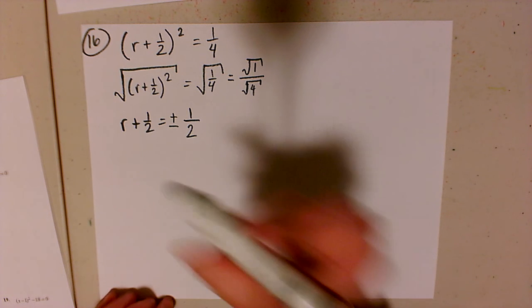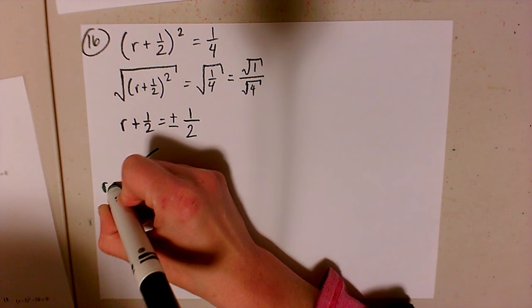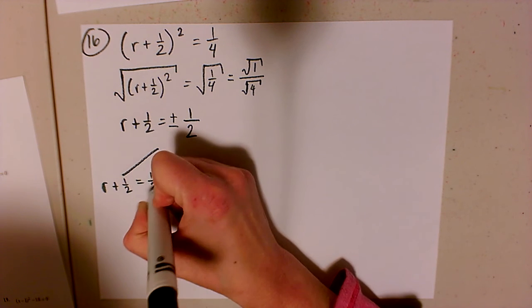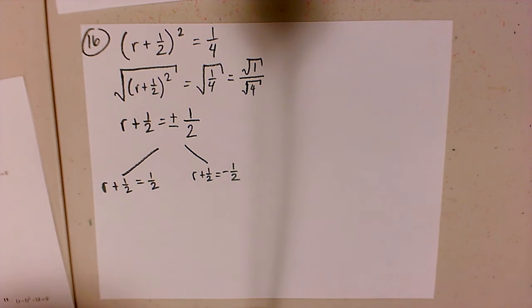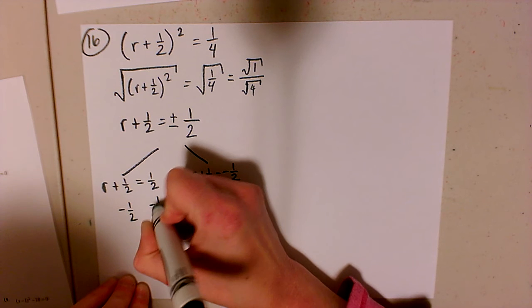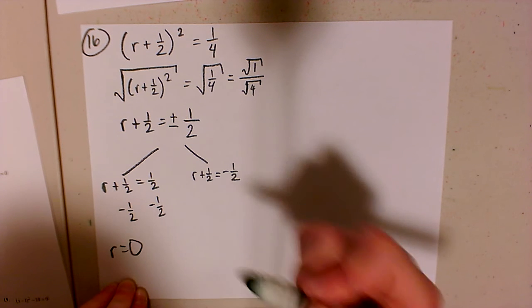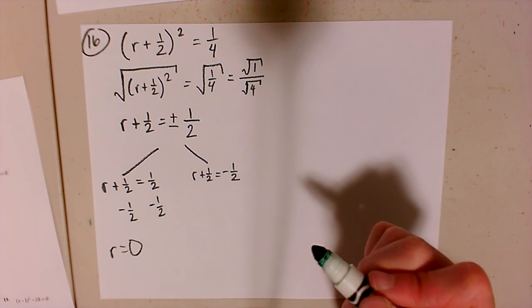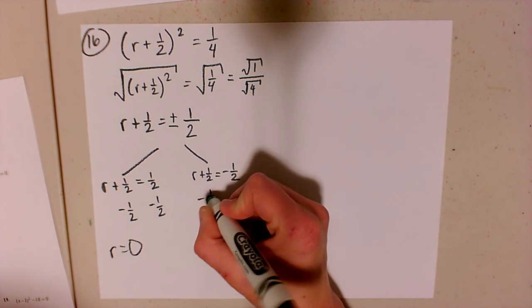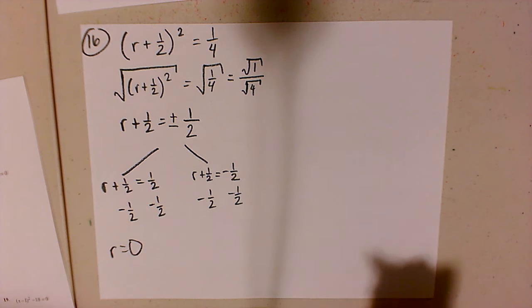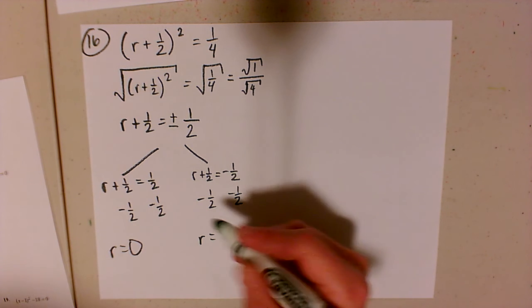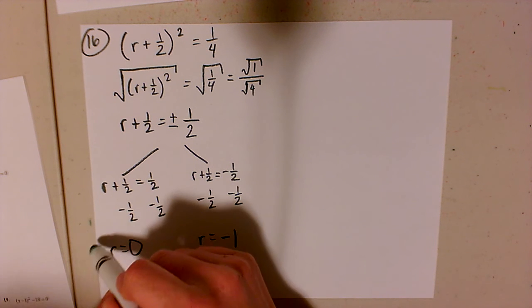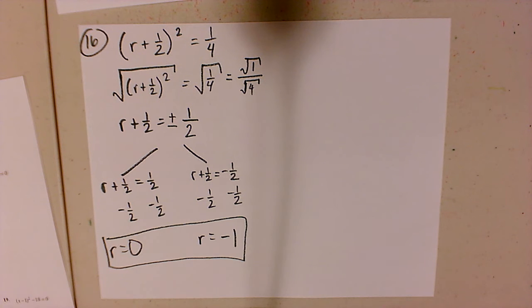So then from this, we can write 2 separate equations. So we can have r plus 1/2 is a positive 1/2, and r plus 1/2 is a negative 1/2. Okay, so on the left side, we'll solve for r. So subtract 1/2, subtract 1/2, r is going to be 0. And then on the right side, we can subtract 1/2, subtract 1/2, and r will be, well, negative 1/2 minus 1/2, that's going to give us a negative 1. So your 2 solutions are 0 and negative 1.